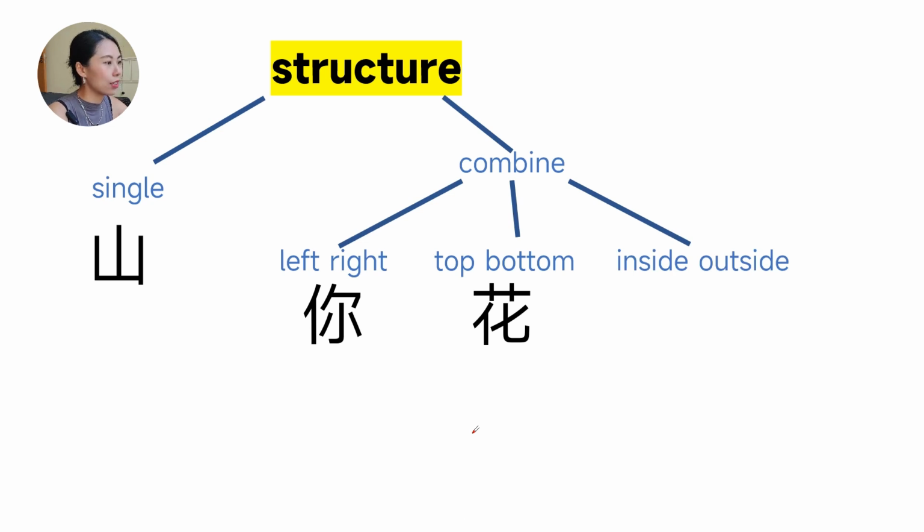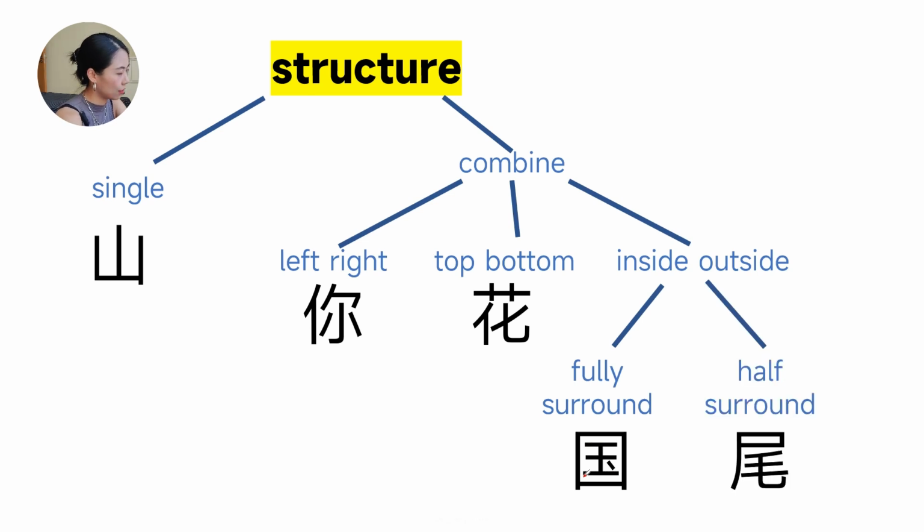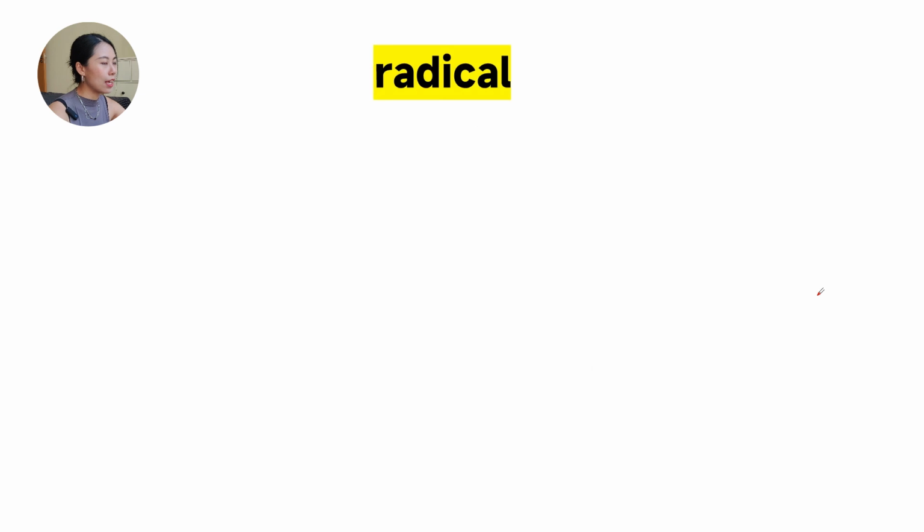These structures can be categorized into fully surround, like this, inside, and the other thing, fully surrounded. And we have half surround. Look at this. So we have one part here, and the other part here. That's half surround. Okay, so that's all the structures we have in Hanzi. And move on to the next one.